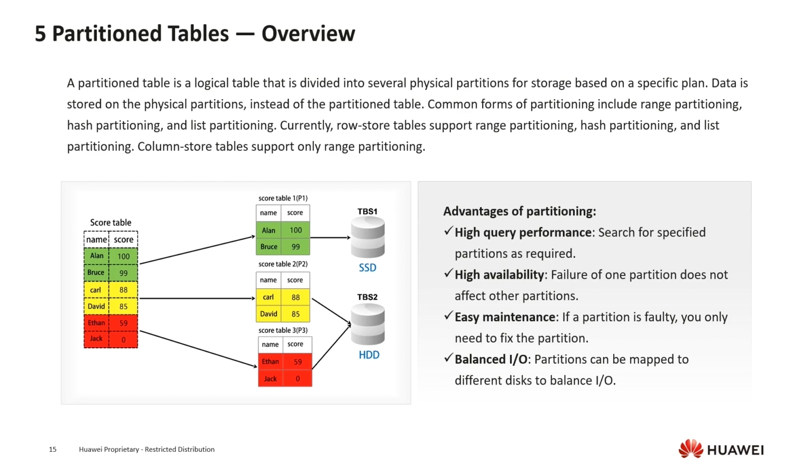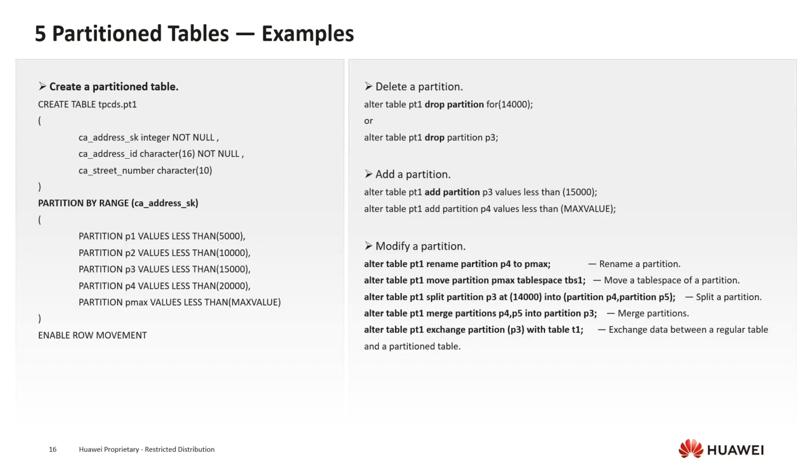In list partitioning, a column has only several values. For example, to create a table based on the region code and province information, you can use list partitioning. Here are some examples of operations on partitioned tables. When creating a partitioned table, you can use the partition by statement to specify the partitioning type. Of course, you can also create a level 2 partition, which is called a subpartition. The right part shows some operations on partitioned tables, such as deleting, adding, merging, and splitting.